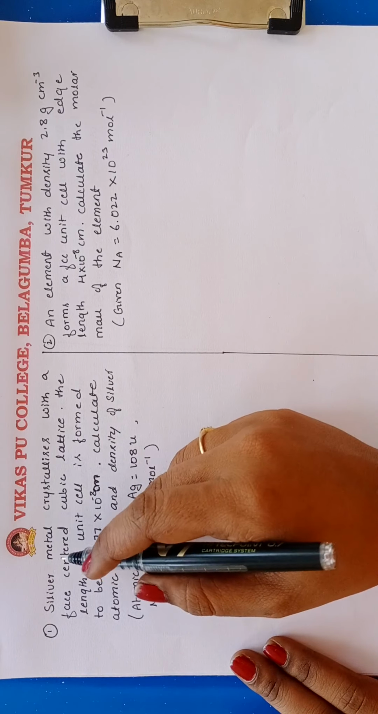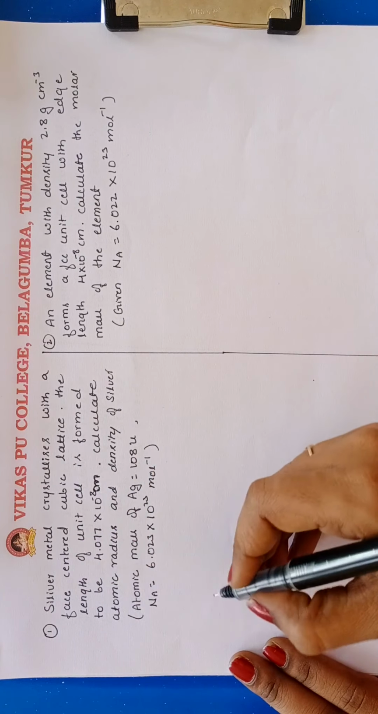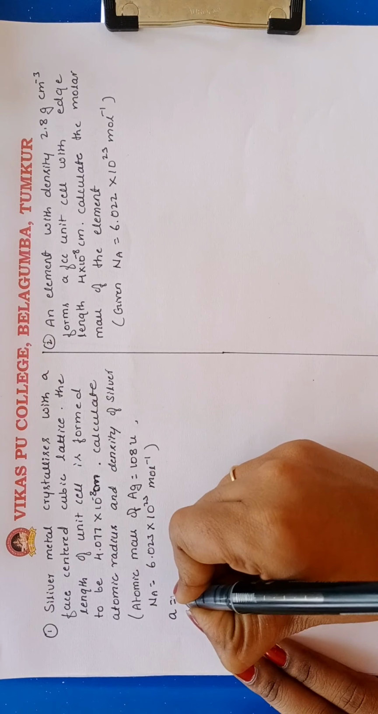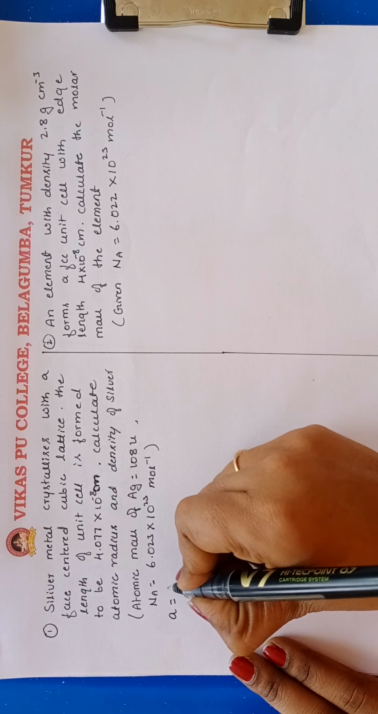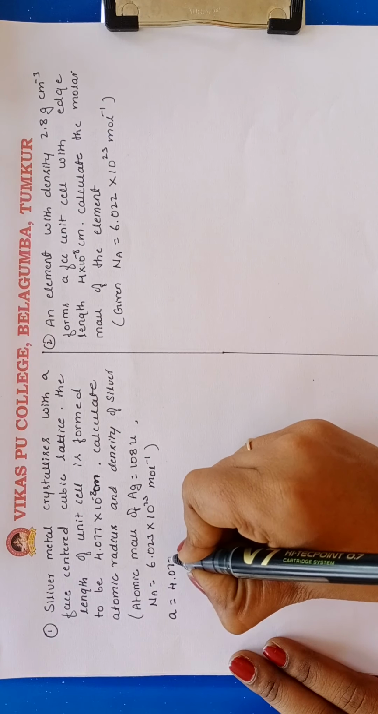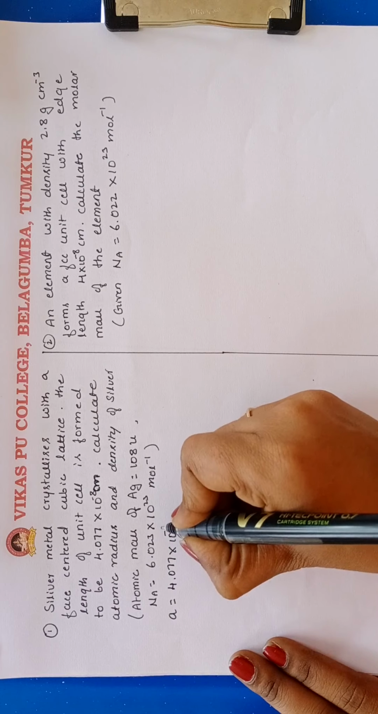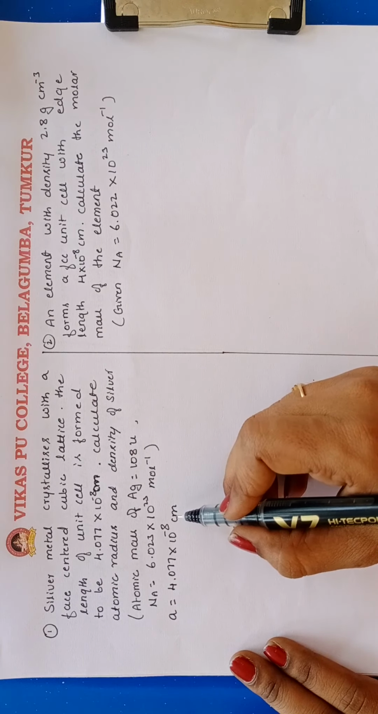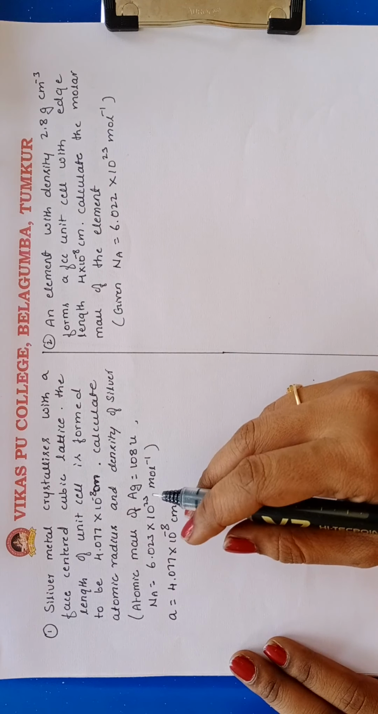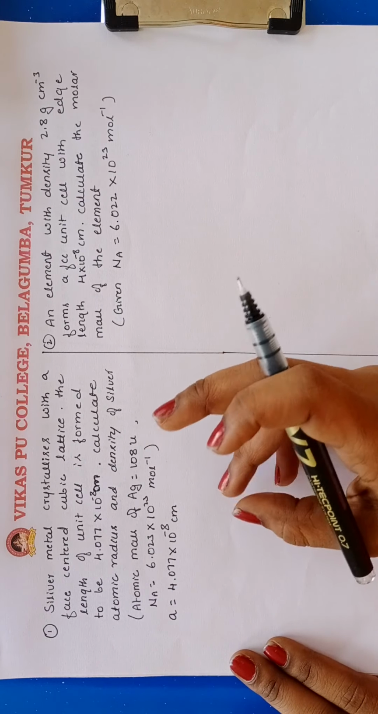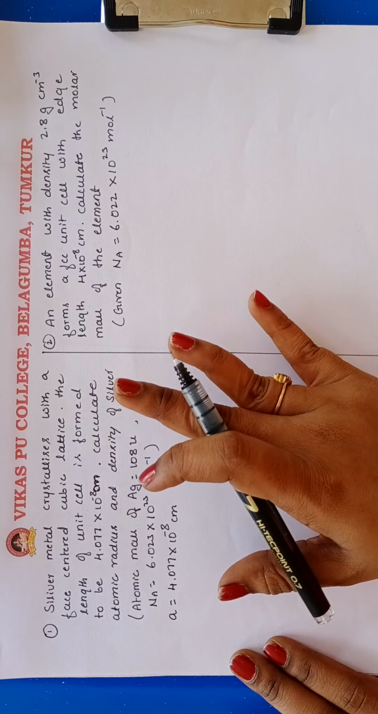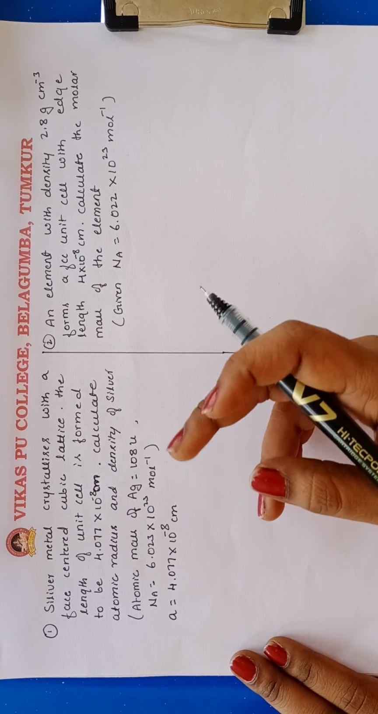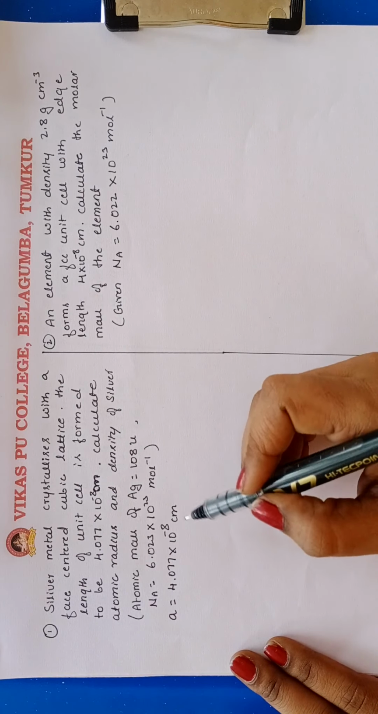Now let's take what they have given, which is the edge length. Edge length we take as a. How much is it? They are given 4.077 times 10 to the power of minus 8 centimeter. We should observe the unit given. They are given centimeter, so no need to worry; if the edge length is given in centimeter or meter, we can take it as it is. If they are given in picometer, angstrom, or nanometer, we should convert.